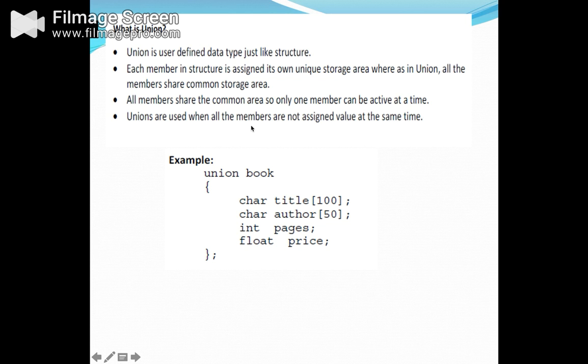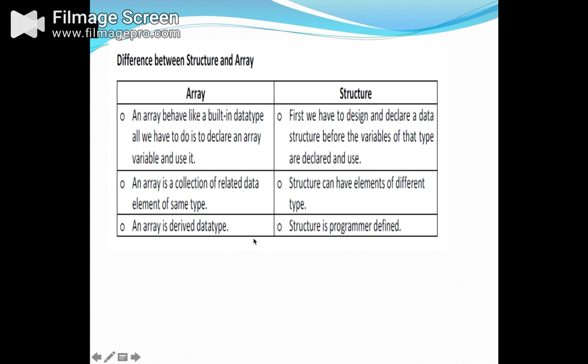Unions are used when all the members are not assigned a value at the same time. Sometimes we don't require all the members for use in our program. So why should we take a lot of space for storing all the details? Union is there, which will help you take only some of the variables or members of a union. Let's see this with an example.